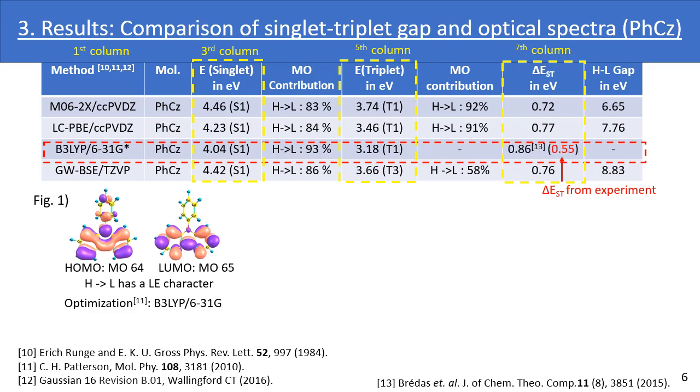The PhCz is a relatively small molecule with only 32 atoms. This allows us to compare the TDDFT and the GW-BSE method efficiently to understand all the systematic differences between the methods.